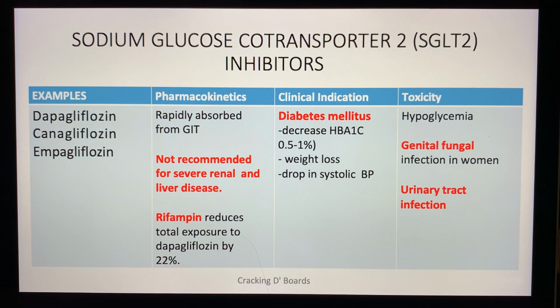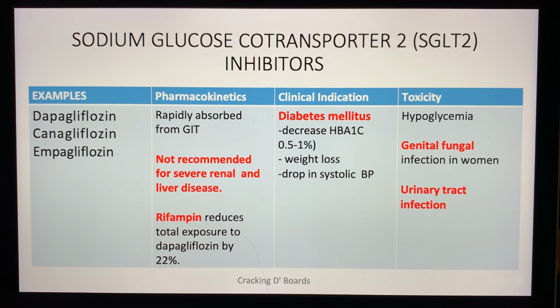Now, again, the complete table, then we'll dissect the table. So these are the examples of your SGLT2 inhibitors: dapagliflozin, canagliflozin, and empagliflozin. Dapa, cana, empa, gliflozin. So always remember, if you hear or encounter the suffix gliflozin, this is your SGLT2 inhibitors.